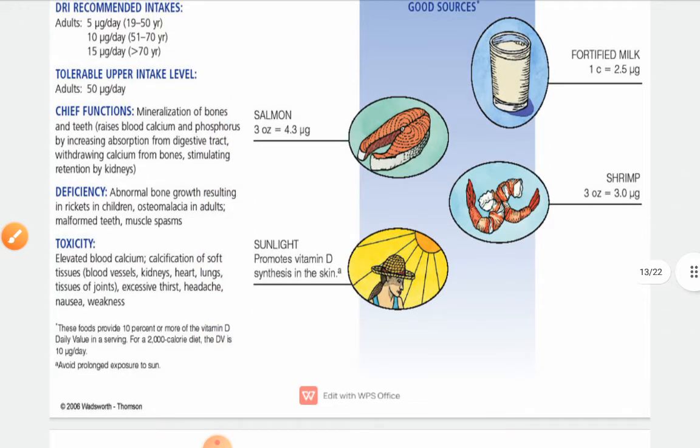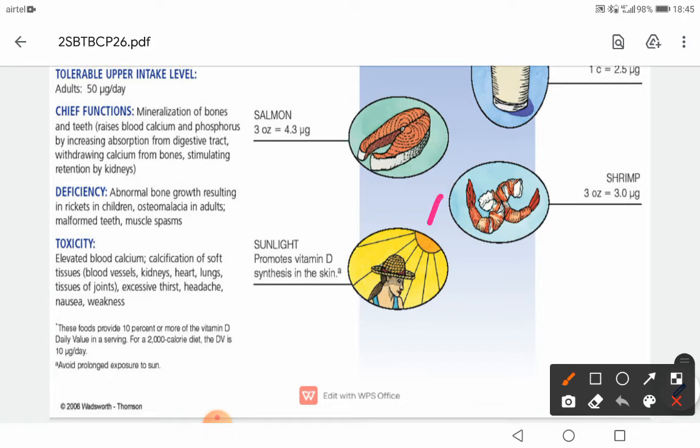So this is again the overall summary of vitamin D. Here it is clearly shown that it can be synthesized in our body by sunlight. It is also present in shrimps, salmon, which is a type of fish, and it is also present in fortified milk.